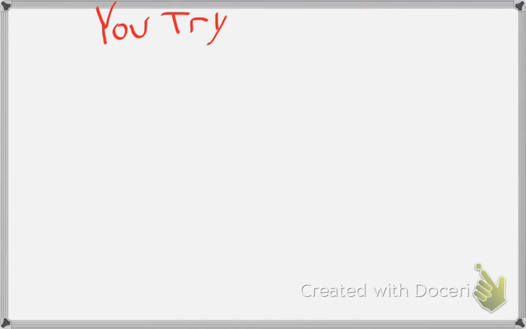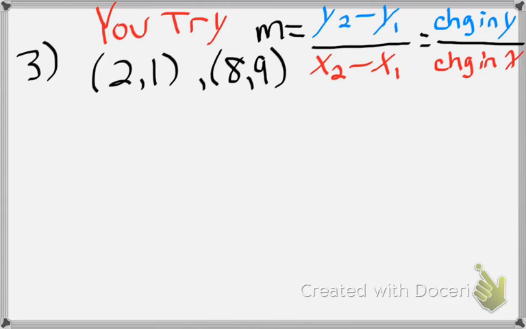All right, you try one more example, just to make sure you got it. All right, here's your example: 2, 1, 8, 9. Make sure you can get this. And I will point out, improper fractions are allowed for slope. Only for slope. We leave it as an improper fraction. That's your hint. All right, give this one a shot.